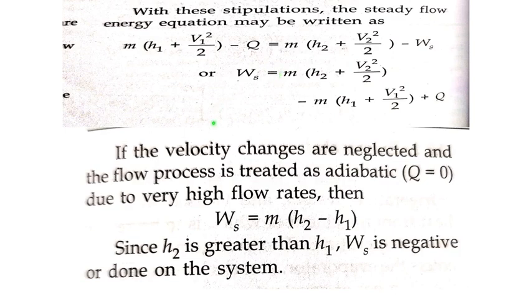Now, if we neglect the change in the velocities, however, these are not negligible, and we treat the system as adiabatic, or Q is equal to 0, then we will get simply Ws is equal to m into h2 minus h1. That means the work that is transferred to the compressor is actually used for increasing the enthalpy of the system, or increasing the pressure and temperature of the working fluid.